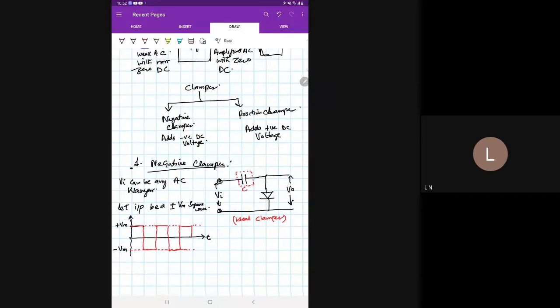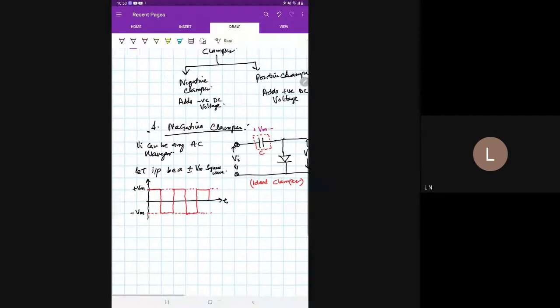Now, if we assume that Vm is the voltage that the capacitor can store, then whenever the diode is forward biased, it will short circuit, and whenever the diode is reverse biased, the diode will act as an open circuit. I'll just draw the conclusion from these statements.